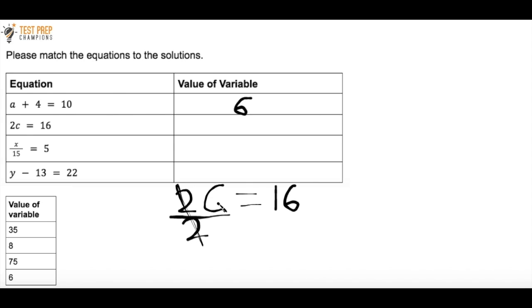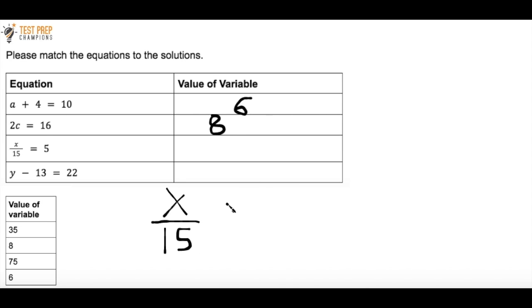But remember, whatever we do to one side, we also have to do to the other side as well. So we'll have to divide by 2 over here. I would then have c equals 8. So my 8 is going to go here in the second box.